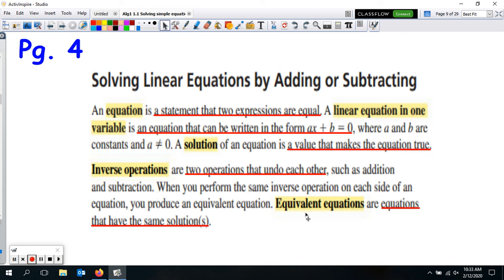Equivalent equations. Equivalent, you can see it just starts off with like the word equal. It's just kind of like talking about equal. They have the same solution, in fact. They're equations that have the same solution. Those would be equivalent equations. They might look different, but if they have the same solution, then they are equivalent equations.